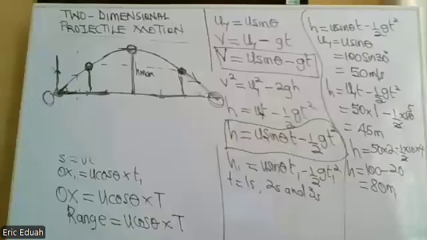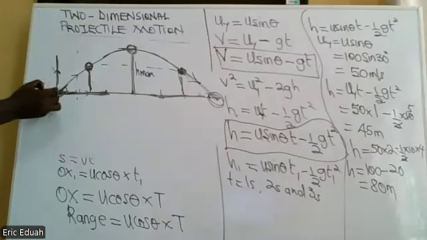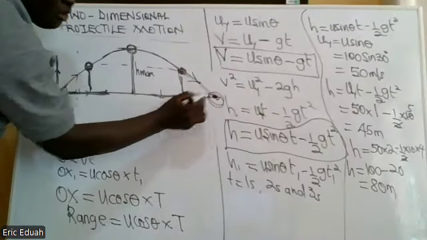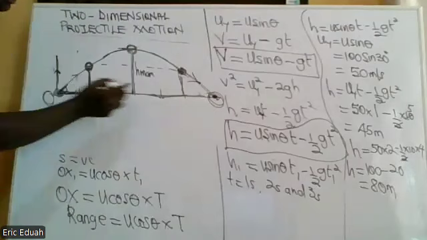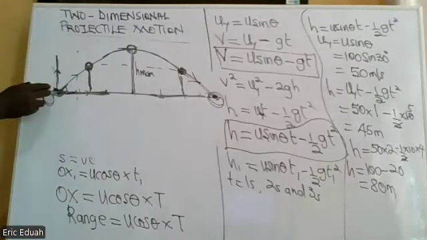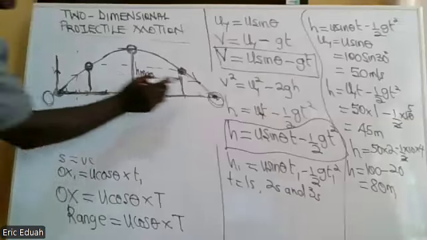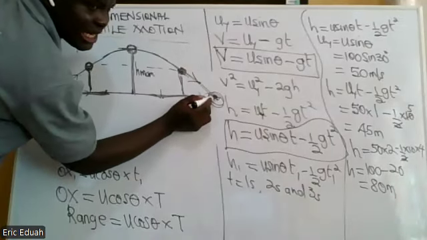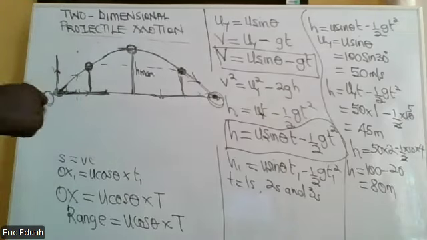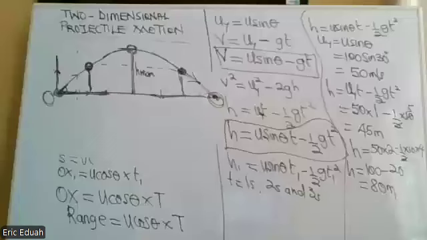Note. The velocity of projection, when it is a few seconds to drop, it would also be falling with that same velocity. So if the velocity of projection is 100, just as the projectile drops, it will also be falling with a velocity of 100. So note that.